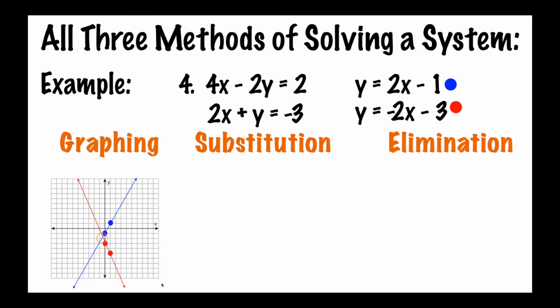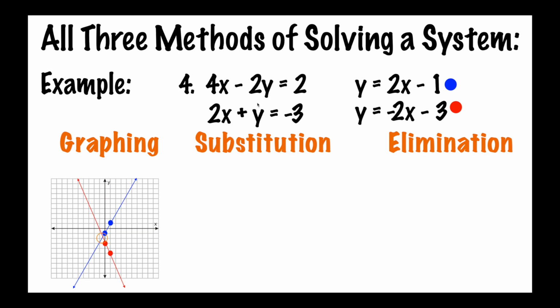Now its intersection point here might be a little bit hard to read. We can kind of see that it looks like it's maybe between grid marks here. So I'm not going to write down an exact value for this, but I'm going to see what I get for substitution and elimination and see if that kind of matches up with the value that I'm getting for graphing here. With substitution, we have a choice.